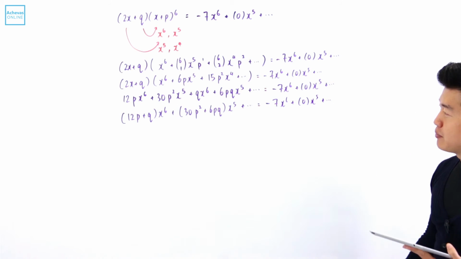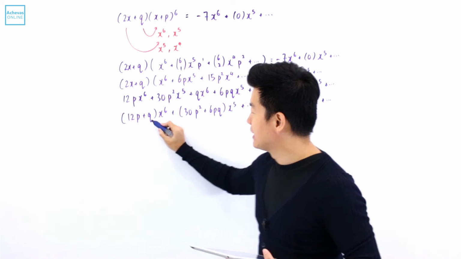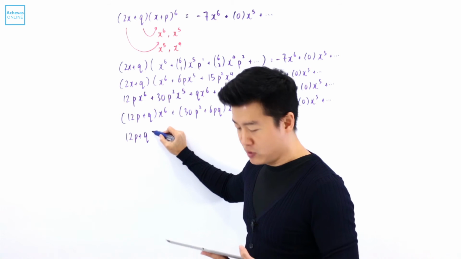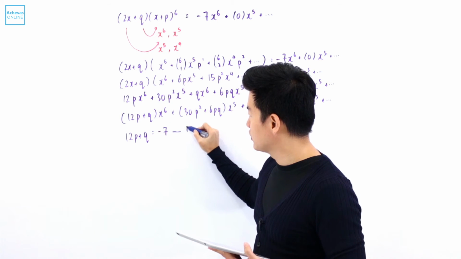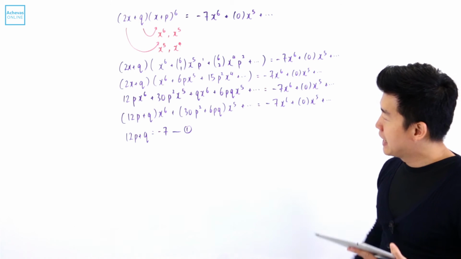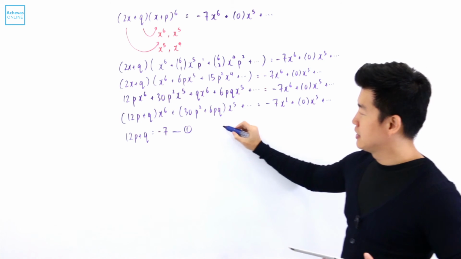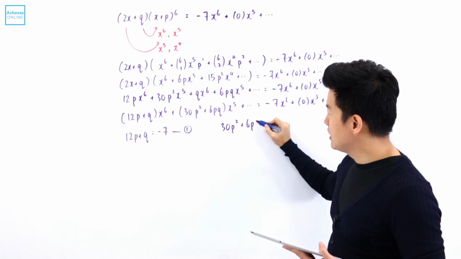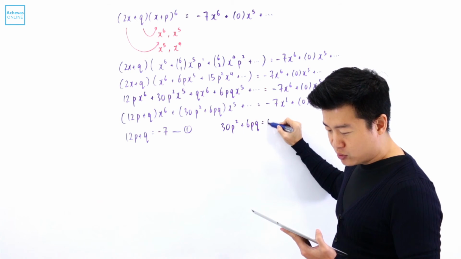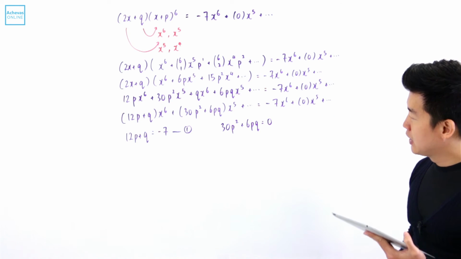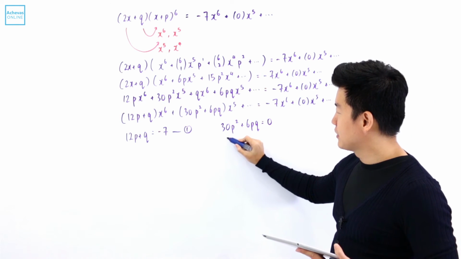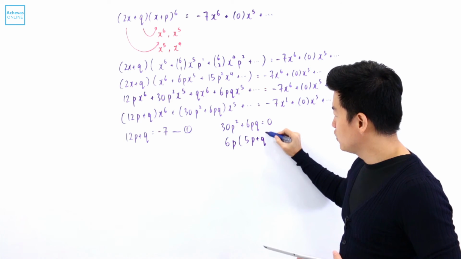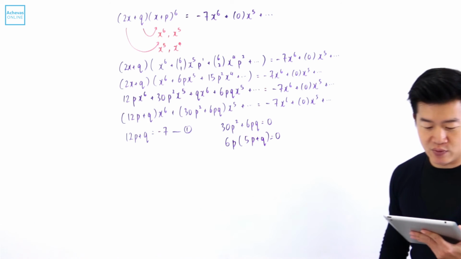Now if I were to compare both sides, what I can see is that this must be equal to minus 7. So 12p plus q is equal to minus 7. I'm going to call this my first equation. And this, comparing to this, that means 30p squared plus 6pq is going to be equal to 0, which means that if I were to factorize this, I'm going to factorize out 6p. It will give me 5p plus q. This is equal to 0.